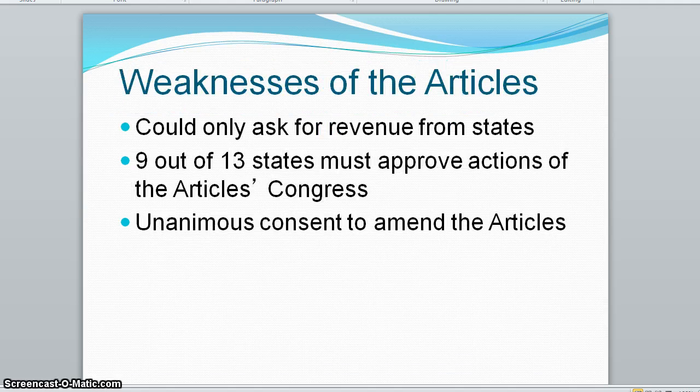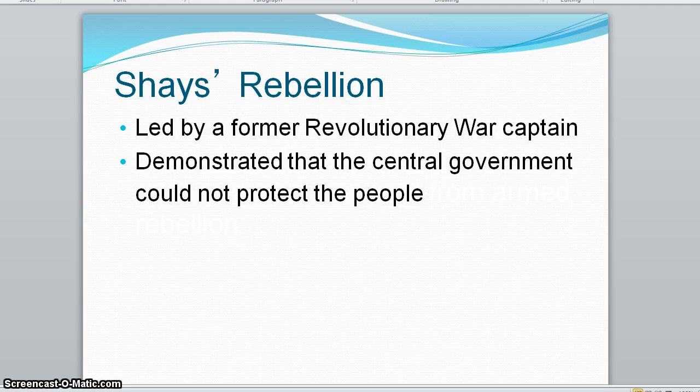A couple of the weaknesses of the Articles: Congress couldn't demand revenues from the states, and its actions required the consent of states. There's really no central authority and no national system of courts. And most importantly, there was no power to raise funds for a militia. As you can see, 9 out of 13 states had to approve the actions of the Articles Congress, and unanimous consent was needed to amend the Articles.